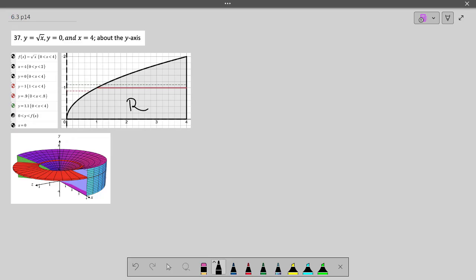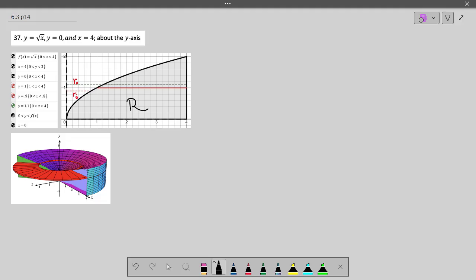So same story. The inner radius is going to be right here. The outer radius is going to be up there. So the outer radius measures from the axis of rotation to the further boundary curve. The inner radius is touching the axis of rotation and the first boundary curve. All right.